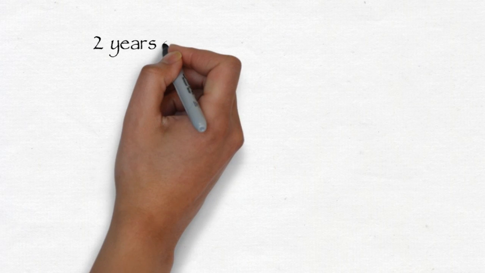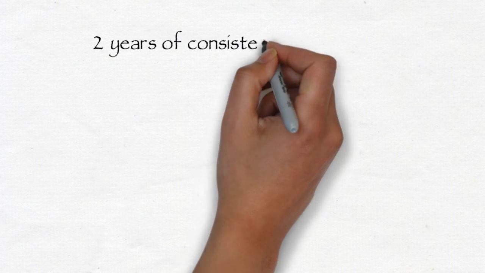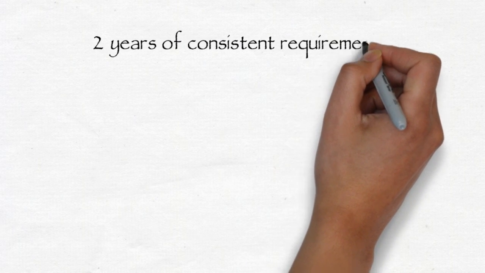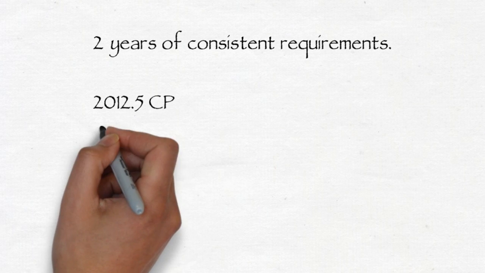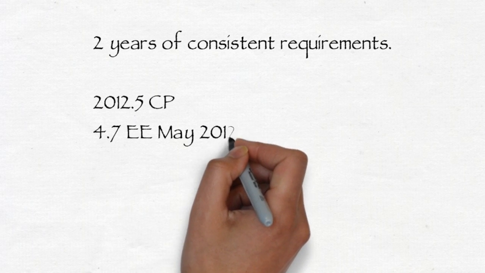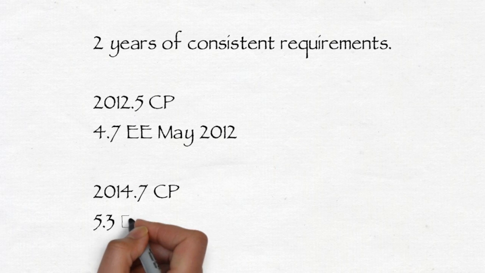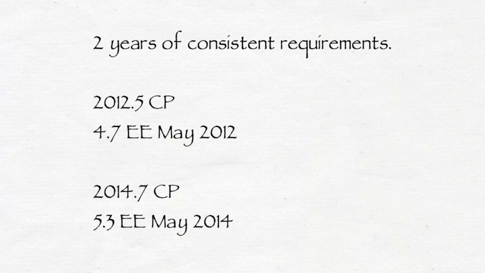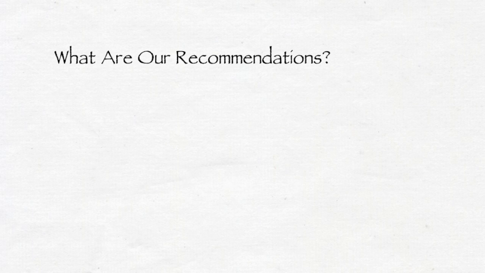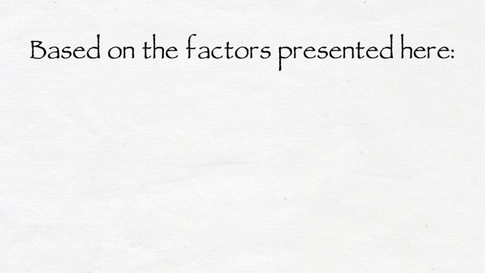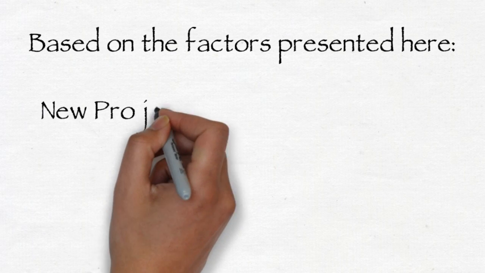With these insights into the system requirements for each version of Easy Publish, it's clear to see that for nearly 2 years between the versions 2012.5 Community Project, or 4.7 Enterprise Edition, and 2014.07 Community Project, or 5.3 Enterprise Edition, there was little change in the platform. This should be a large factor in any upgrade project, or project using custom code developed during this period of time. Now we finally get around to answering the question, what are our recommendations?